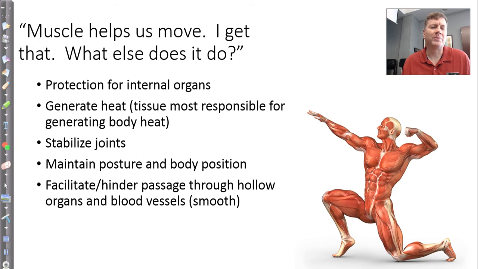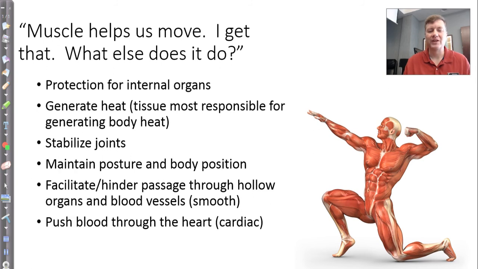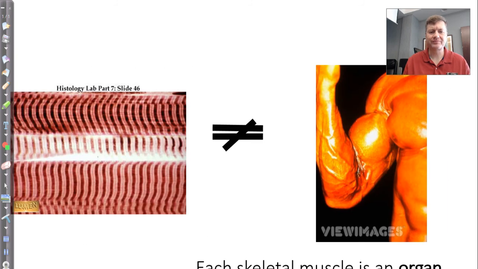And for certain muscles, like smooth muscles, we're going to see how they facilitate or hinder the passage of materials. We'll have muscles that are going to be called sphincters. If they're open, stuff passes through, and if they're closed, stuff doesn't pass through. We'll see that with blood vessels, and we'll see that with some of our hollow organs. And of course, cardiac muscle is going to be important, its contraction pushing blood through the heart.